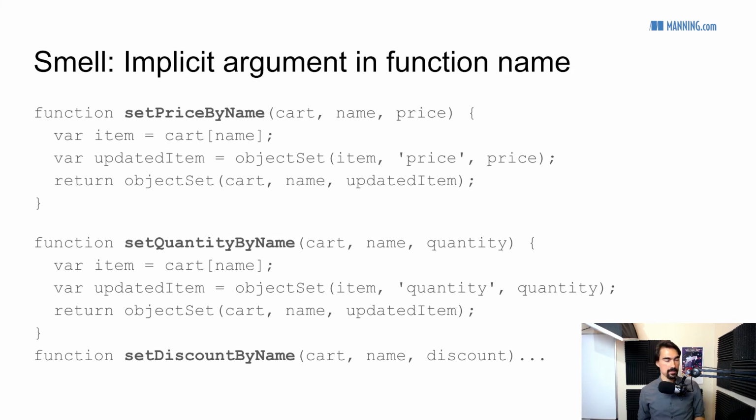So this is a smell. The code is very repeated. The only significant variations are this string that's hard coded in there. And there's another aspect to it, which is that the name of the function, the part of the name at least, is kind of acting like an argument. It's an implicit argument. So price is matched with the string price, and quantity is matched with the string quantity, and discount is matched with the string discount.